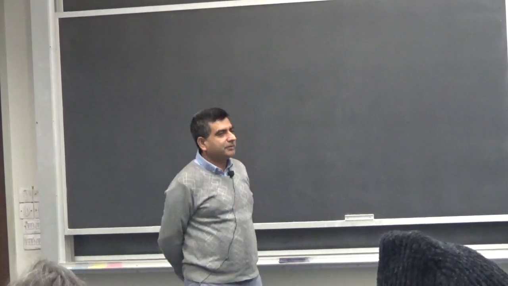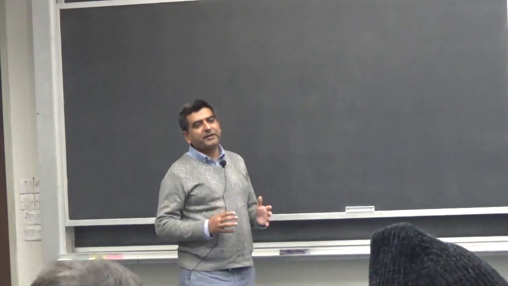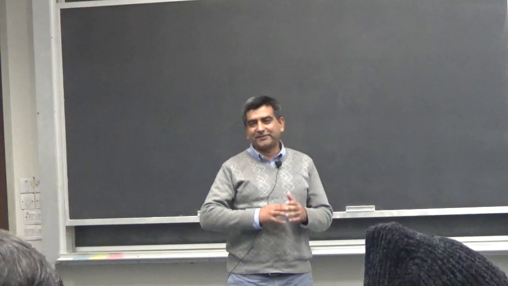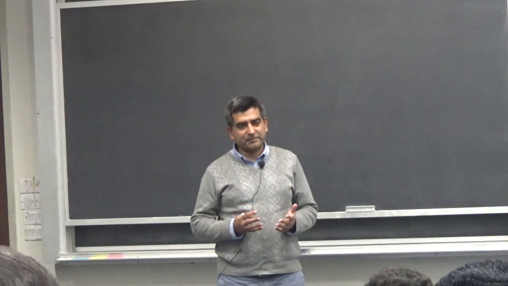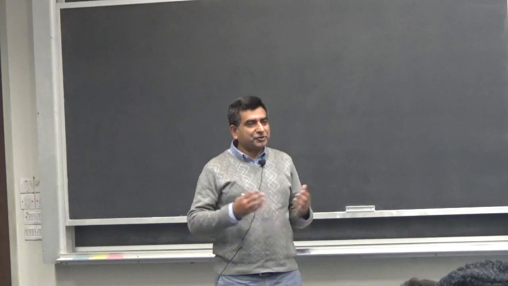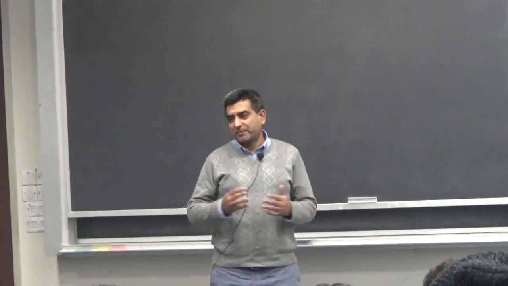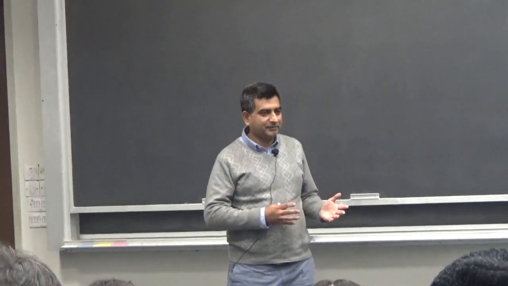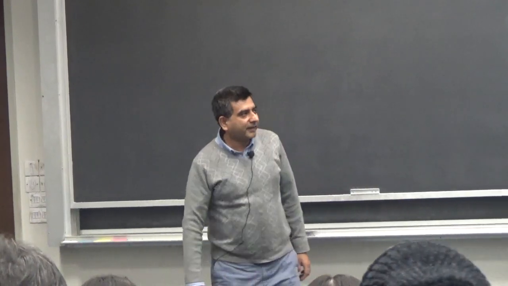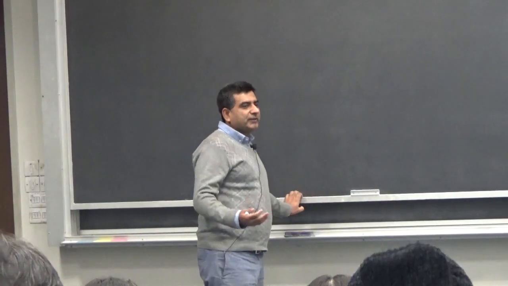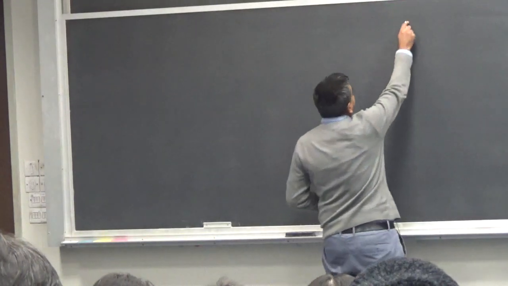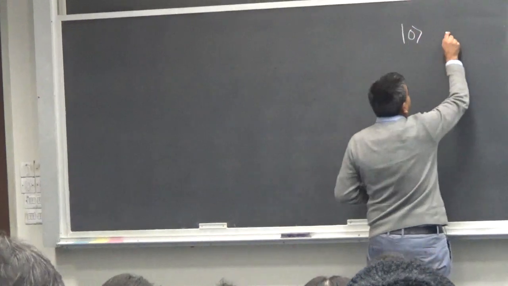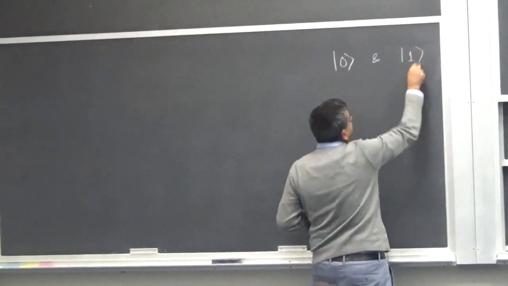So yesterday we motivated ourselves that there is something called a qubit, a two-level quantum system, and there were logical levels, zeros and ones, which were mapped to something physical. And we said that let's call these logical labels quantum states, and we denoted them by ket 0 and ket 1.